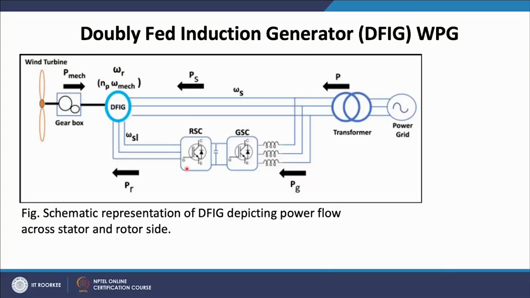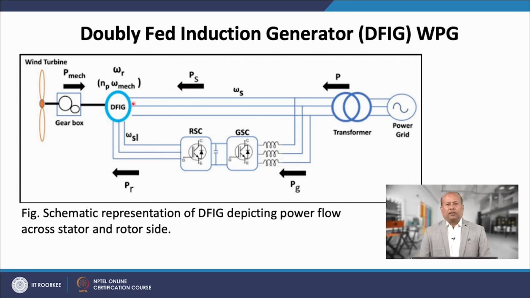Now focusing on the doubly fed induction generator, so-called DFIG WPG, the schematic representation of the DFIG wind system along with the power flow is shown in this slide. As the name suggests, the doubly fed induction generator is capable of feeding or absorbing power in two directions. The stator part is directly exposed to the grid, which works at fixed voltage and frequency. Hence, it is mandatory that the stator of the DFIG is compelled to operate as per the grid norms.